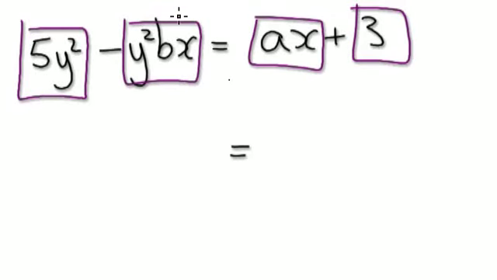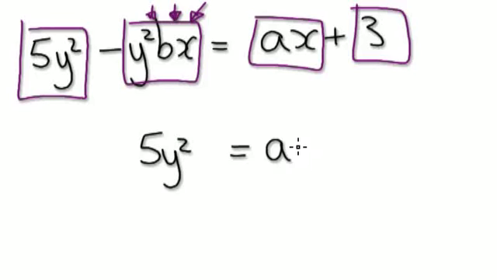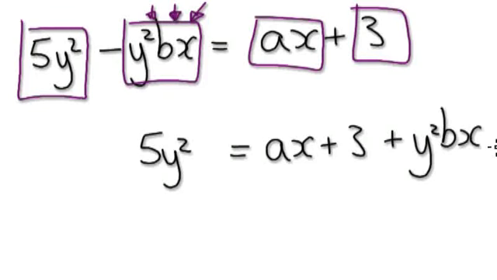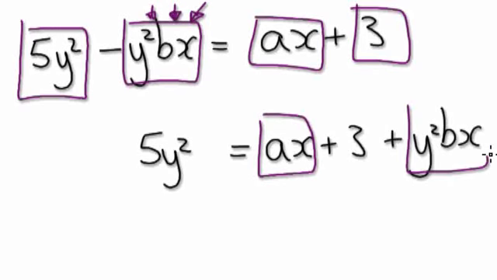Get all the x's on one side. You can see that this is a minus x here. So let's plus this block to both sides. Try to avoid negatives. So plus this box to both sides. So it will be this: 5y squared equals ax plus 3, and then plus that block. Remember, so it will be this. And now remember, this contains x, this contains x, this doesn't.